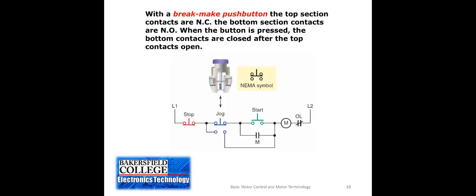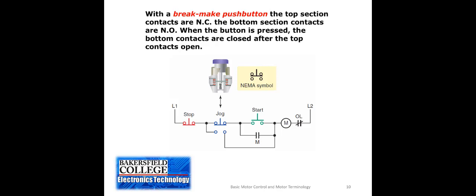There's a type of push button called a brake make push button, and that uses the same movable contacts for the normally closed portion as it does the normally open portion. When we need to switch between the control of one circuit to another, then we can use a brake make push button. This is an example of a circuit that uses a brake make.